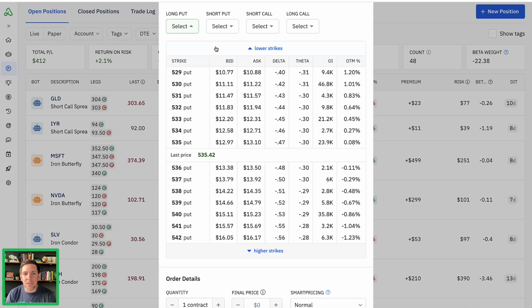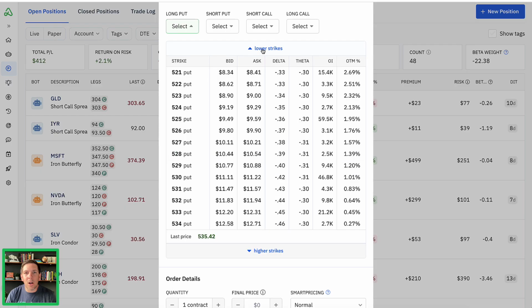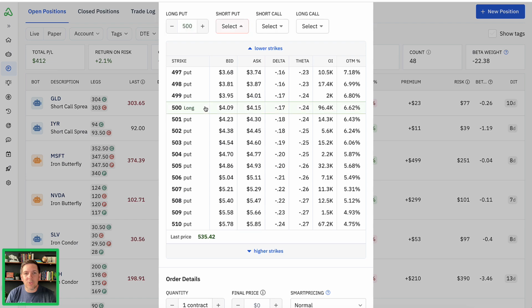You can see this is our option pricing table here. You've got all the strikes here down the left-hand side. And then you've got the last price of the actual security. So in this case, SPY's last price was $535 here. So what we want to do with our long put is go lower on the strikes. So our puts are going to be lower. So we'll go down here somewhere pretty low. Maybe let's go down here to the 500 strike put.